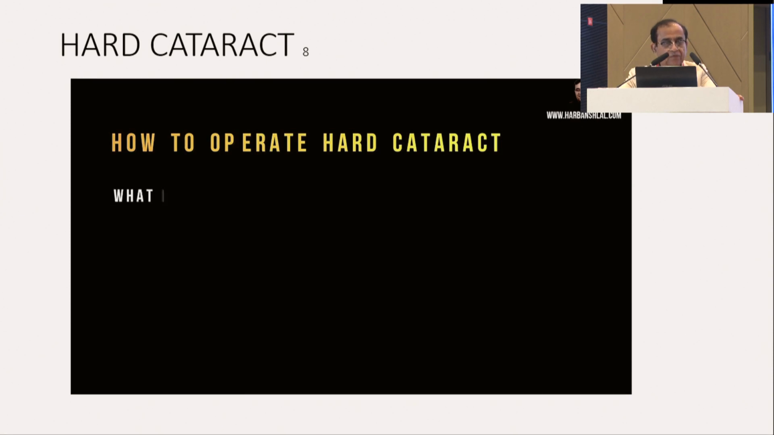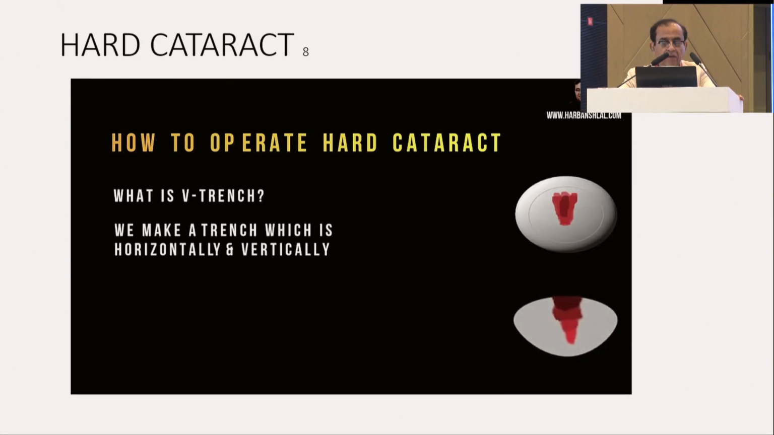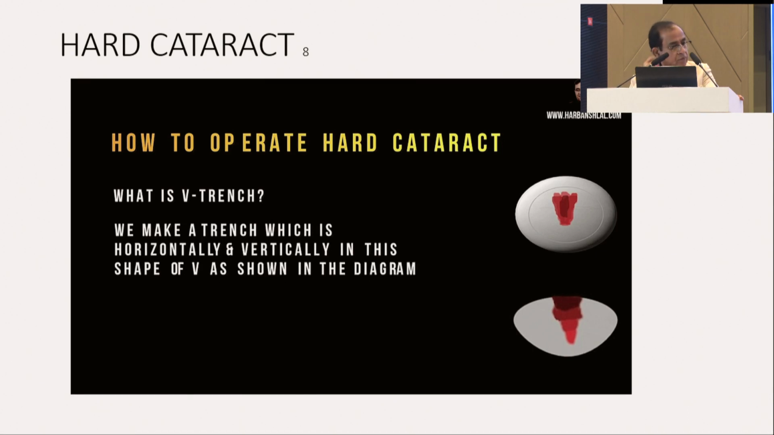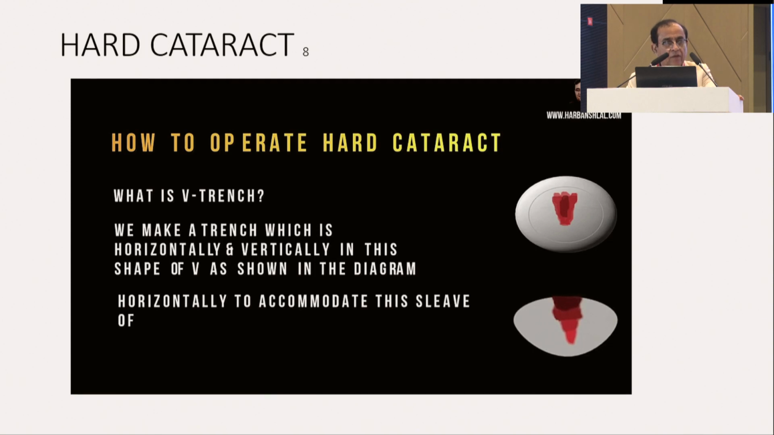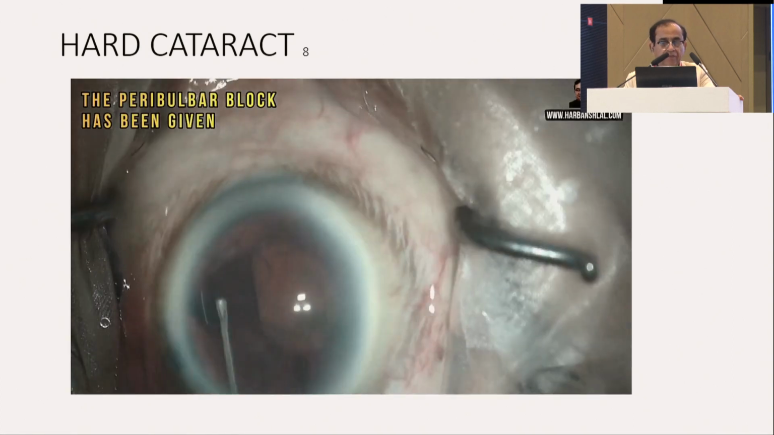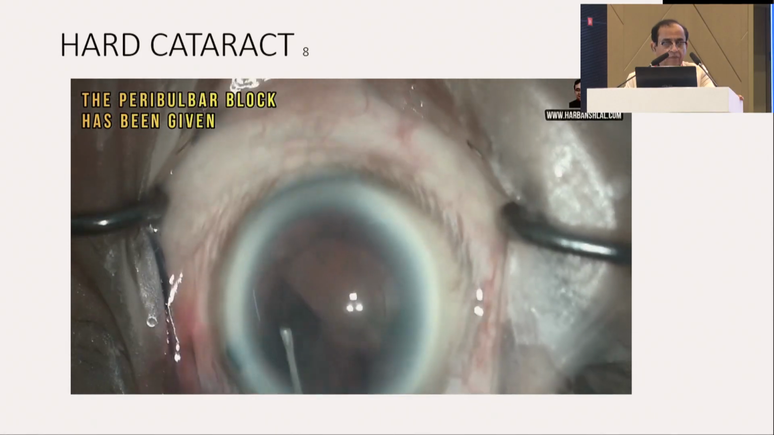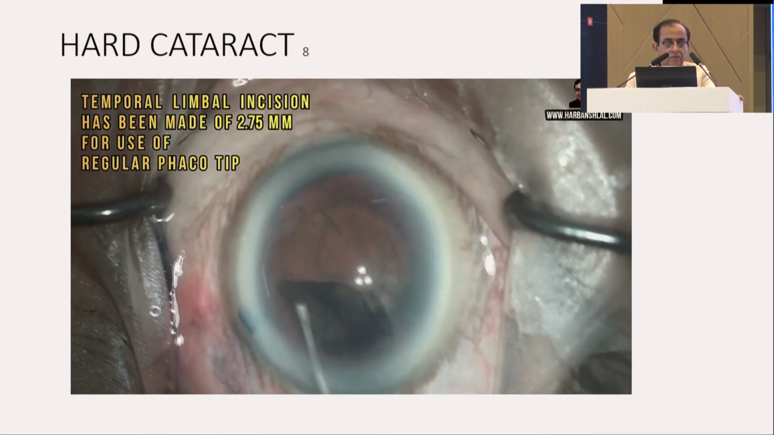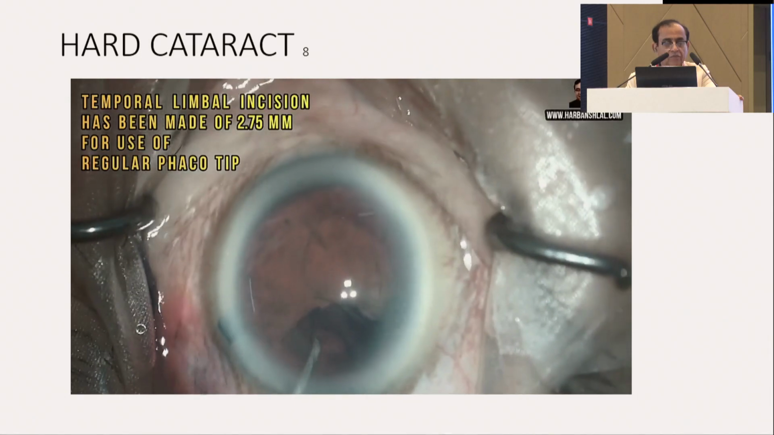Now I will explain what is V-trench. We make a trench which is horizontally and vertically in the shape of V as shown in the diagram. Horizontally to accommodate the sleeve of the phaco tip and vertically to reach to the depth of the central nucleus. Now watch the video. Peribulbar block has been given. Temporal limbal incision has been made.